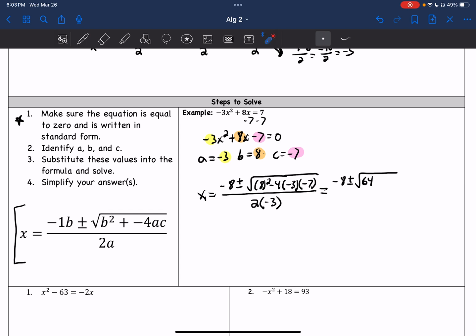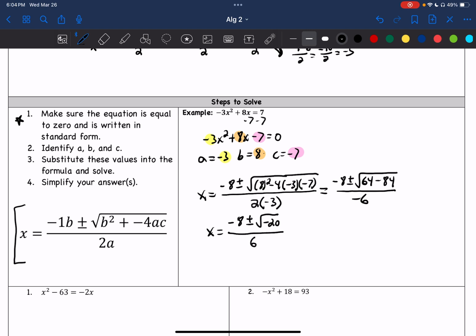And here we have to be really careful about our signs because we have negative 3 times negative 7 times negative 4. So a negative times a negative is a positive, times another negative becomes negative again. It's going to be minus 84 all over negative 6. And so x would then be equal to negative 8 plus or minus the square root of 64 minus 84. That's negative 20 over 6.